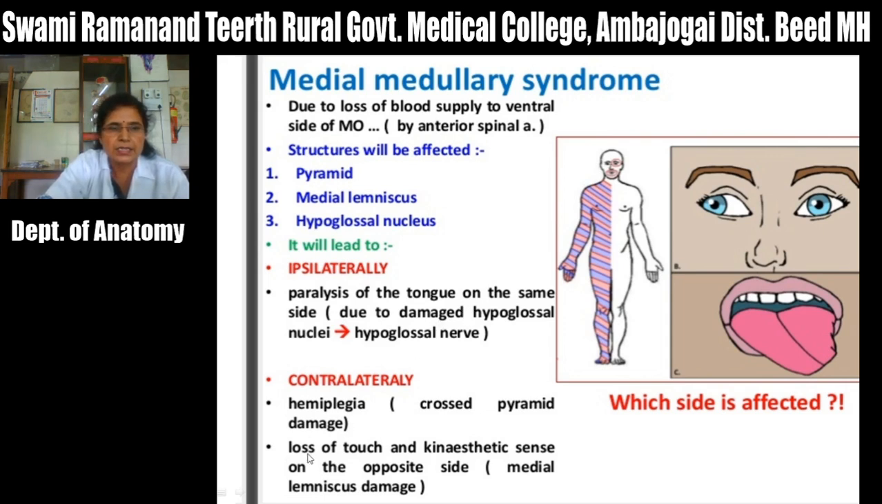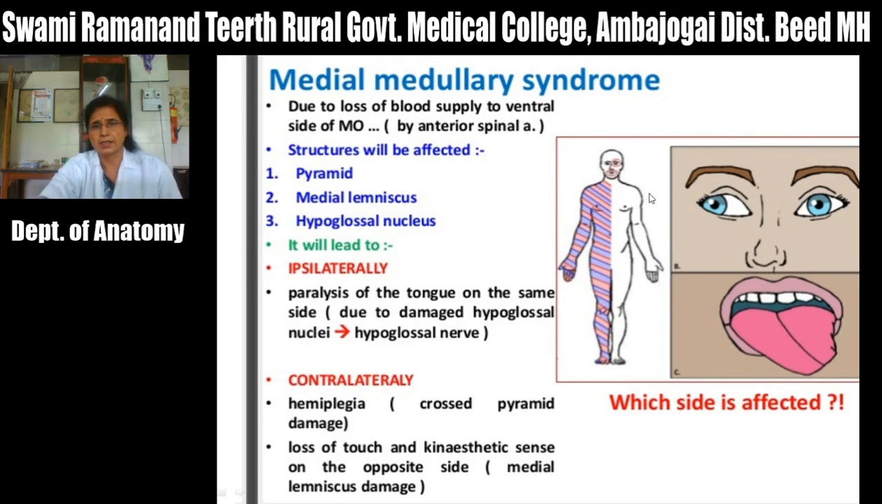Then there is loss of touch and kinesthetic sensation, that is the sensation of position, then sensation of fine touch, two-point discrimination, tactile localization and vibration. They are also lost on the opposite side. Why the opposite side? Because the medial lemniscus carries proprioceptive sensations from the opposite side of the body, so there is loss from the opposite side.